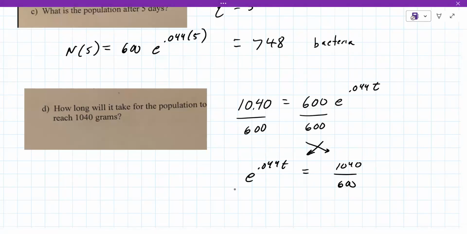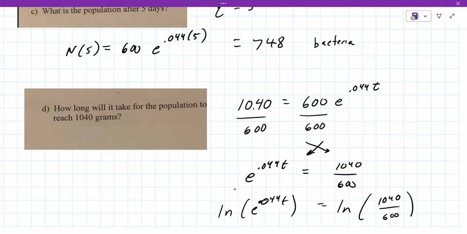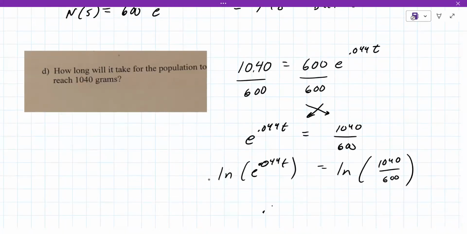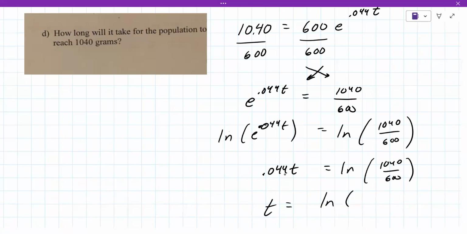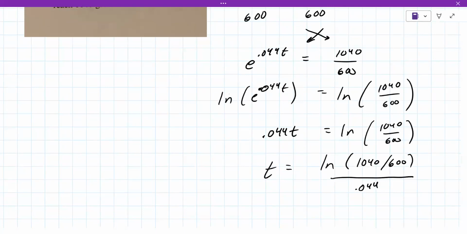And so just like before, you undo both sides with natural log. 0.044 t equals natural log of 1040 over 600. And then you divide both sides by the number in front there. So t ends up equaling natural log of 1040 divided by 600 over 0.044. Definitely need a calculator for that.